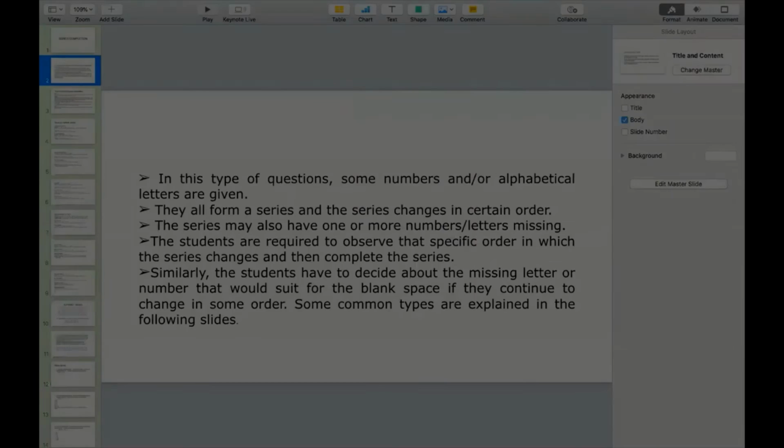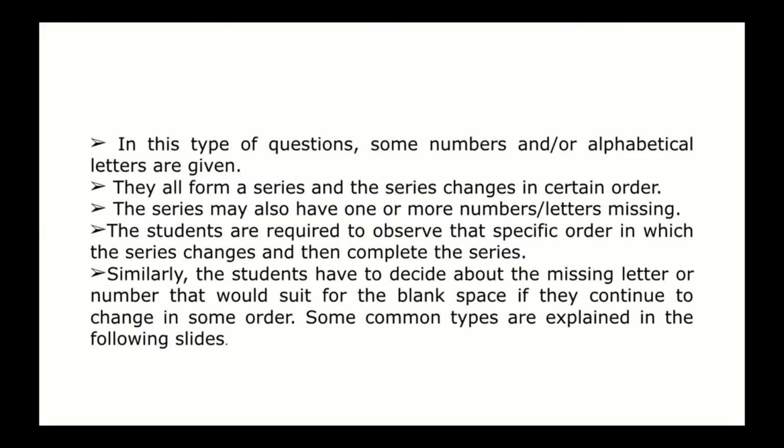So, in this type of questions, we have some numbers and alphabet letters given. They all form a series and the series changes in a certain order. Finding out the order is what you need to do in this topic. The series may have 1 or more numbers or letters missing, and the students are required to observe that specific order in which the series changes and accordingly complete the series.